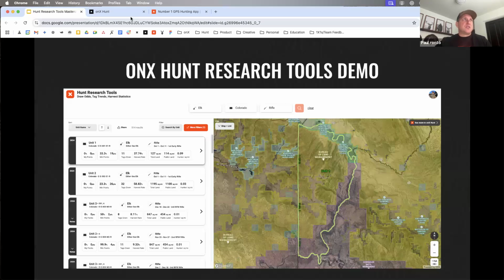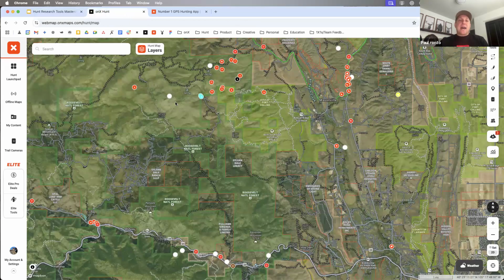So the first thing is there's a couple ways to get to onX Hunt Research Tools. First of all, you have to be an onX Elite member. If you're not an onX Elite member, if you're a premium or an unpaid member, you can upgrade. We have an elite trial that you can get into this tool. But first things first, how to get there.